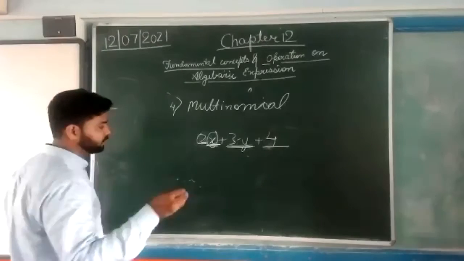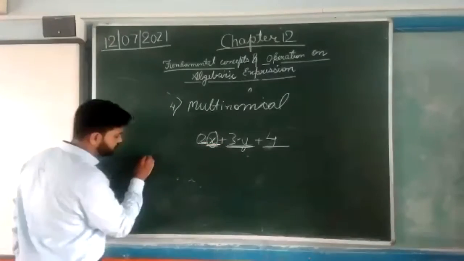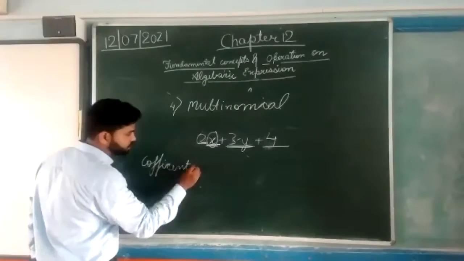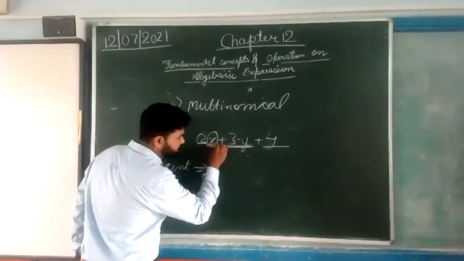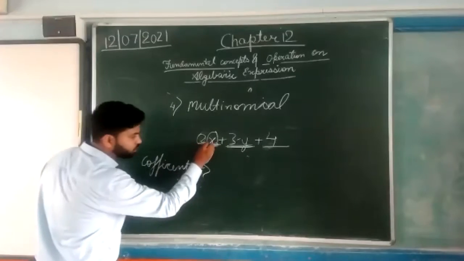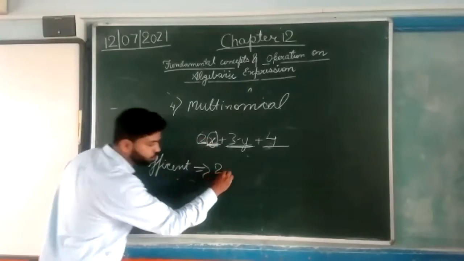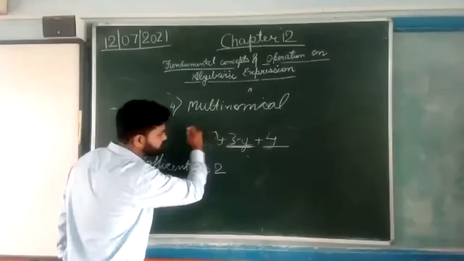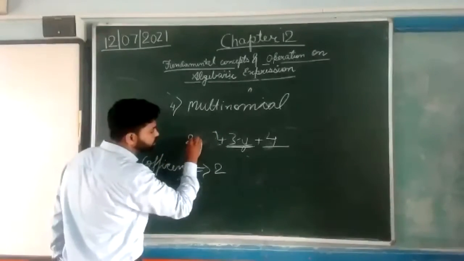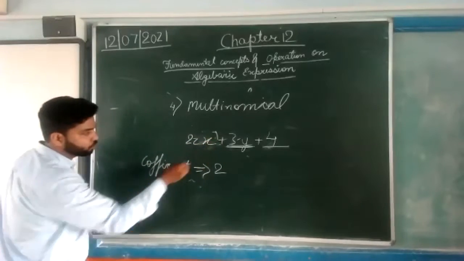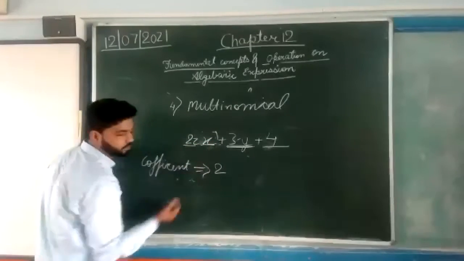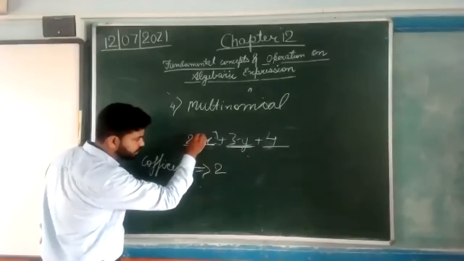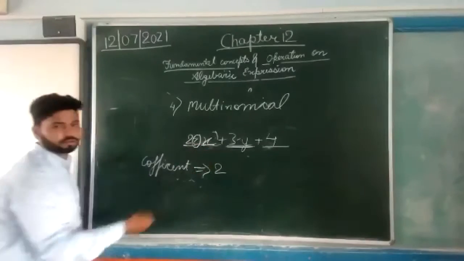Here, look at here, everyone. Coefficient. What is coefficient? As x is a literal factor, the coefficient of x is 2. If suppose there is 2zx, the coefficient of x will be 2z. And if it asks the coefficient of z, it will be 2x.